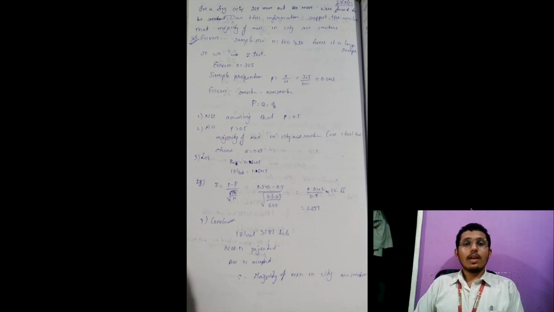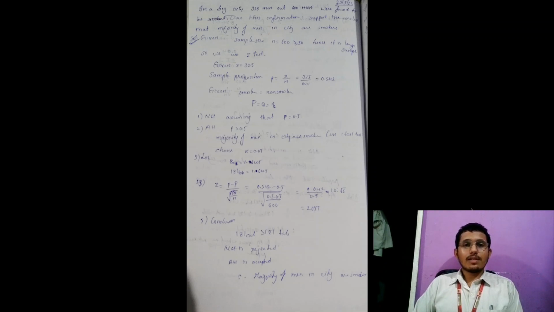So the question here is, in a big city of 600 men, 325 men were found to be smokers. With the help of this data, we need to prove whether the majority of the men in that city are smokers or not. For this, we take the Z-test. So let us get started with the solution of the problem.